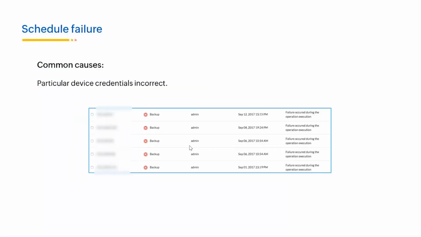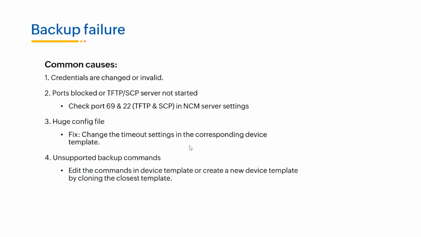So now let's move on to some potential issues that might occur during scheduled backups. So if a failure occurs, it could be due to a variety of issues such as changed or invalid credentials. So if that happens, you need to verify that the device credentials are up to date and try scheduling the backup again. It could also be due to blocked ports or servers not started. So if that's the case, ensure that the necessary ports are open and that the TFTP or SCP server is running. It could also be due to large configuration files. So for large files, just adjust the timeout settings in the device template and retry the backup.